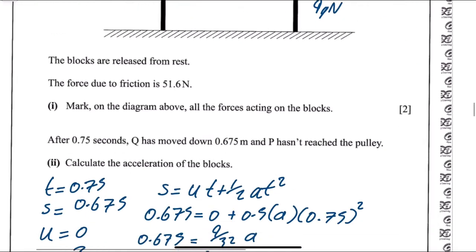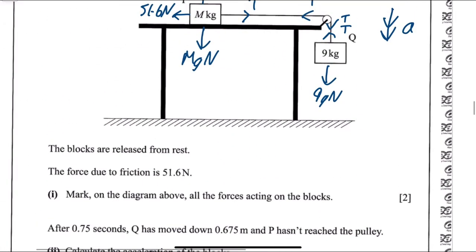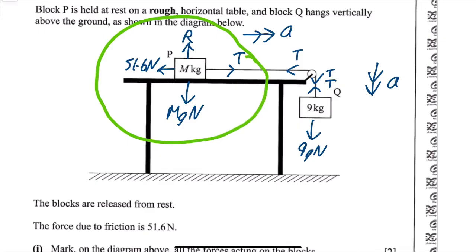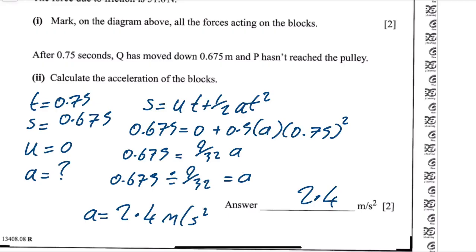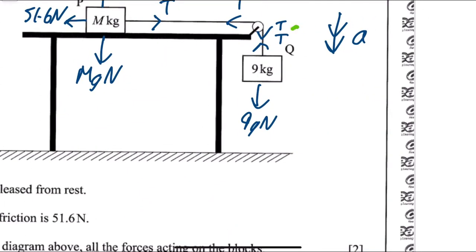Calculate the tension in the string. To get the tension, I'm going to look at this one. I could have looked at either of these, but I can't look at this one and consider F equals ma because I don't know the mass. There would be two unknowns, the tension and also the mass. So that's why we can't look at that one. We're going to have to look at the Q.